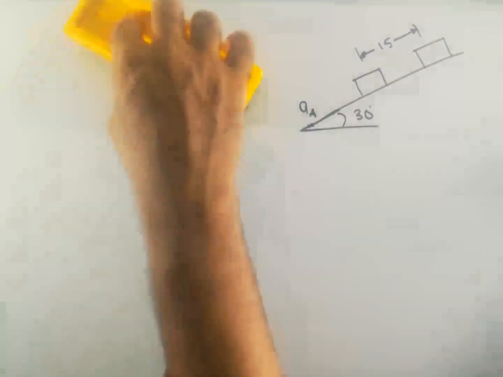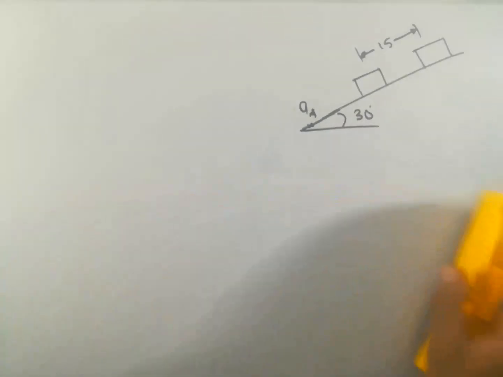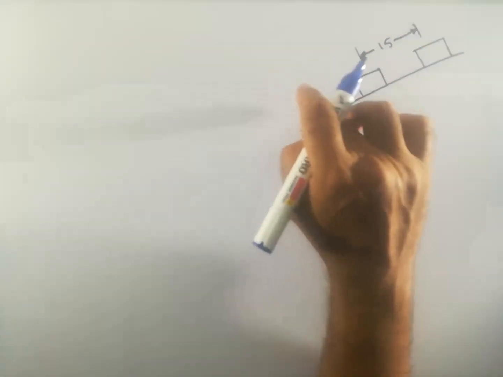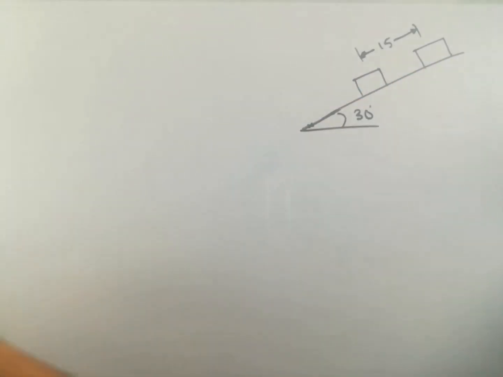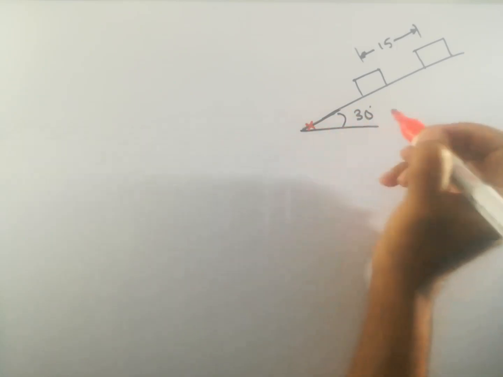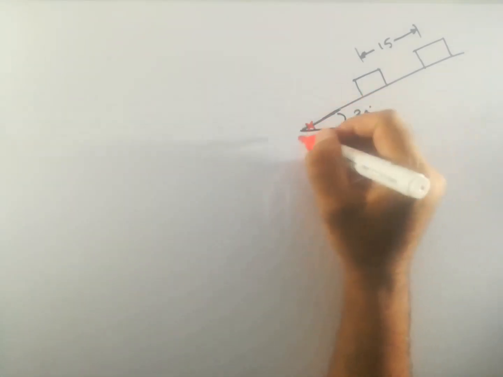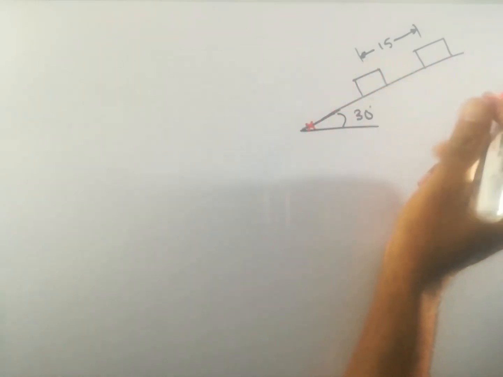In what time will block A hit block B? So we can assume that at this point, when block B reaches this point, block A also reaches the same point. That means there will be a collision.